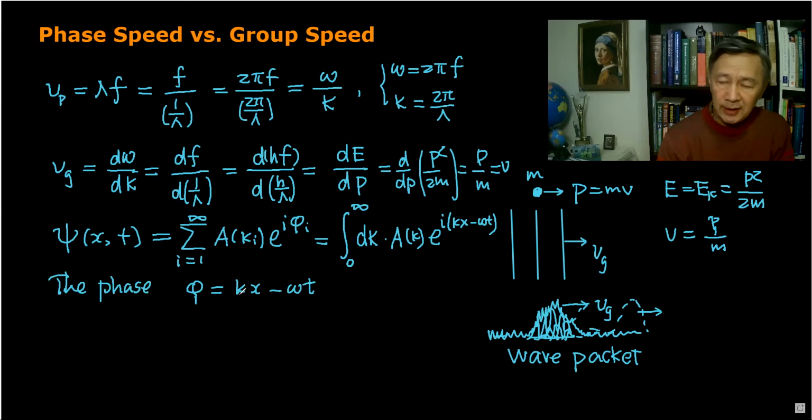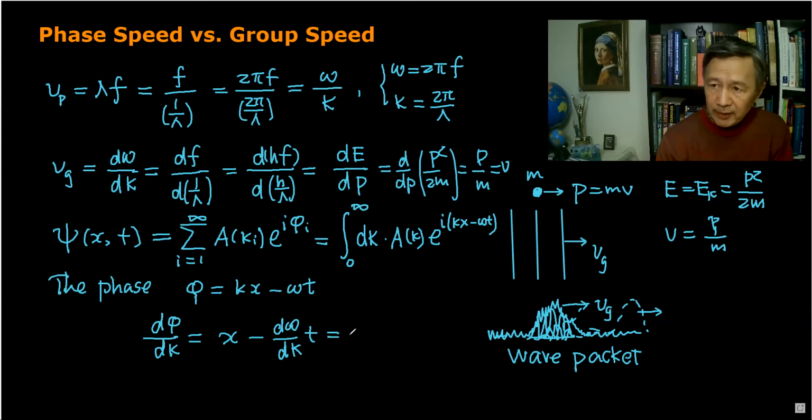In this case, k changes continuously. In order to find the group speed, we assume a particular case where the so-called stationary phase exists. So we first take the first derivative with respect to k, rather than with respect to time. So d phi divided by dk is equal to x minus d omega over dk multiplied by t. So this is the first derivative of the phase. In order to obtain the so-called group speed, we must let this first derivative equal 0.